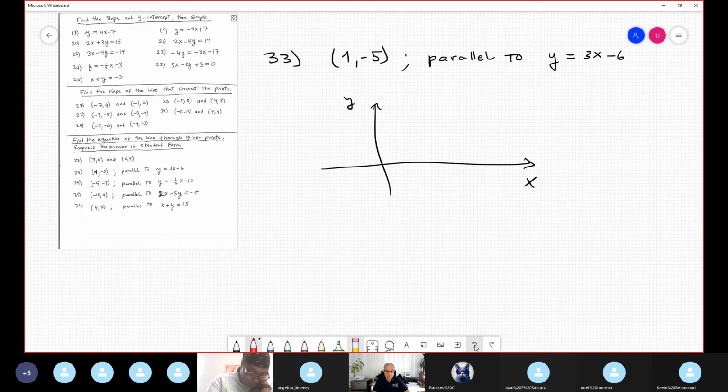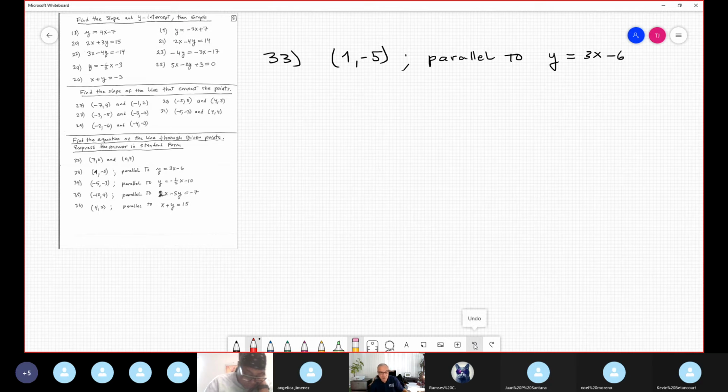Because I know this magic formula. Look, y minus y1 equals m parenthesis x minus x1. This is the point-slope formula. It's magic. It allows me to always find the equation of a line when the information is given. Suppose that this point is given, x1, y1, and the slope.